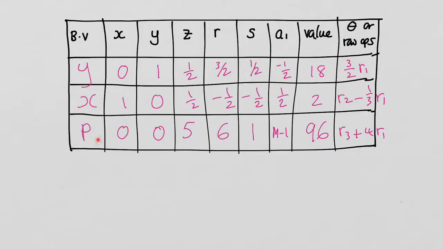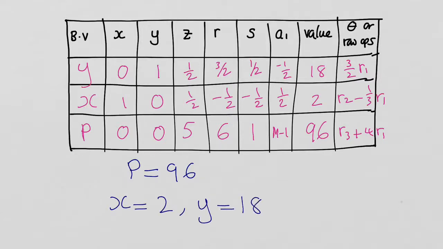So we have now got P equals 96, X equals 2, Y equals 18, and all the other variables that do not have pride of place in that basic variable column do not have a value. So we need to make 2 of these X's, 18 of the Y's to maximise our profit, and R, S and A1 are all 0. This is like a perfect solution. All of your slack variables, your surplus variables, your artificial variables, they're 0. This is just like perfect.